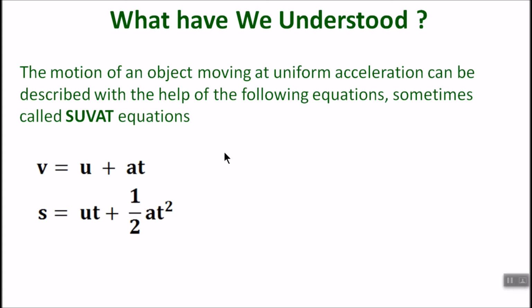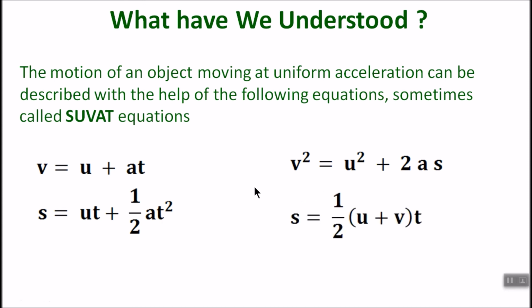From these two equations, two supplementary equations are also deduced. That is, V squared is equal to U squared plus 2AS, by eliminating t from these two equations. Using this, we can analyze the motion without having to know the time. In the other equation, we get by eliminating acceleration from these two equations the distance covered when initial and final velocities are known. Using these equations, we can analyze all simple rectilinear motions with uniform acceleration, like movement of vehicles and ships, and objects thrown vertically up or falling vertically down.